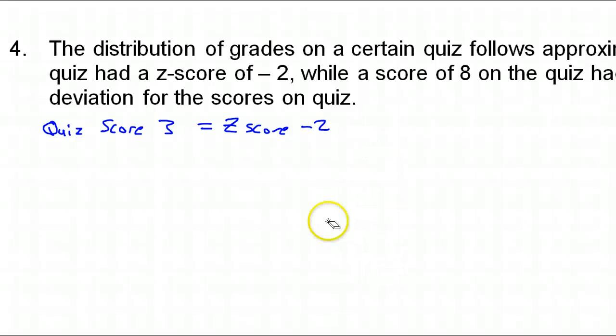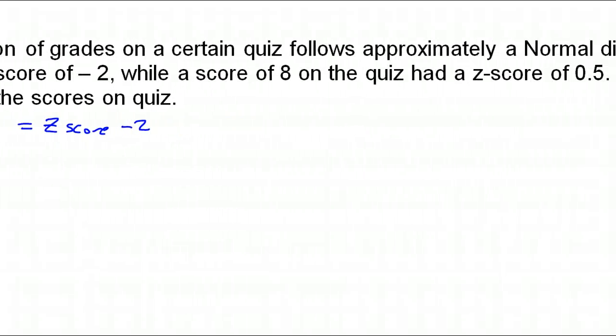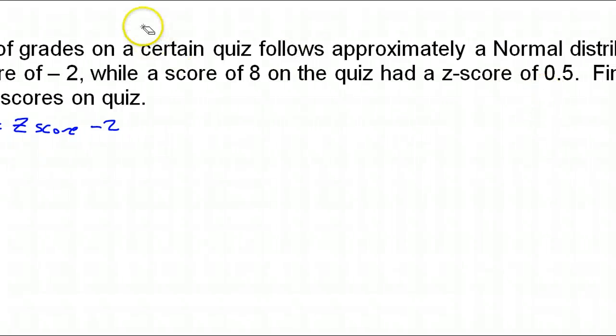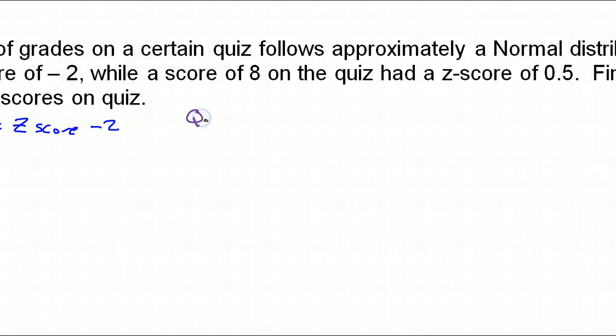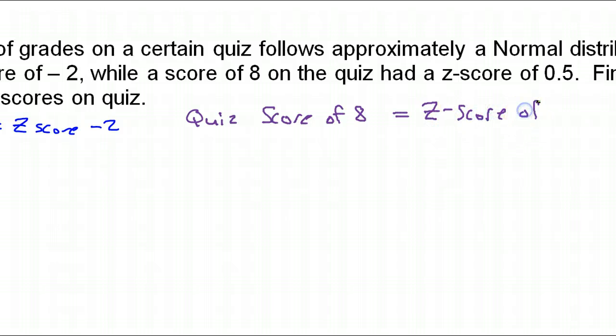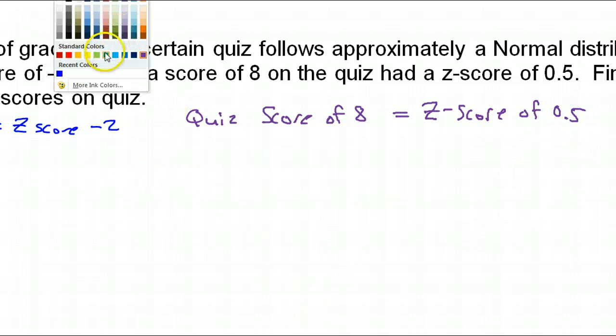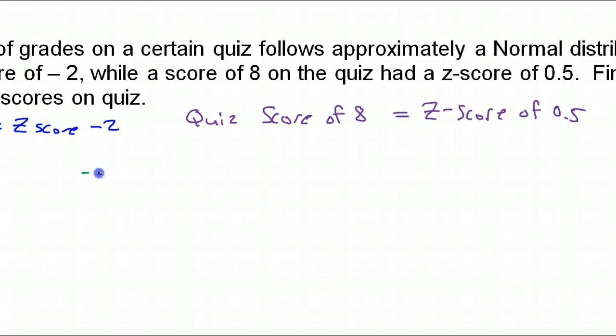And then they say a quiz score of 8 has a z-score of 0.5. Okay, fine. A quiz score of 8 matches a z-score of 0.5. Now, you guys remember the formula for z-score is like this. Z-score is equal to the value minus the mean divided by the standard deviation.